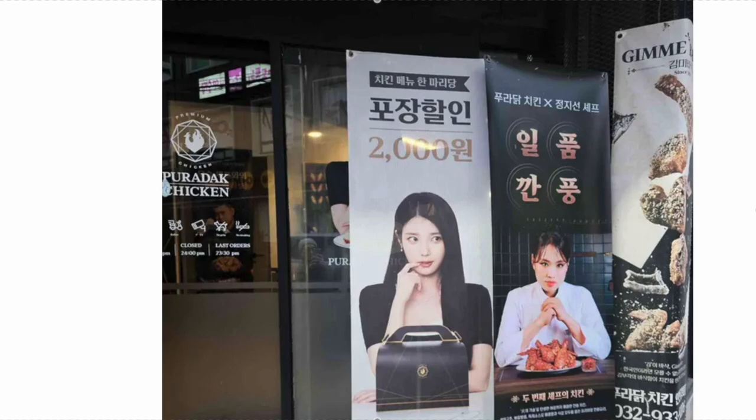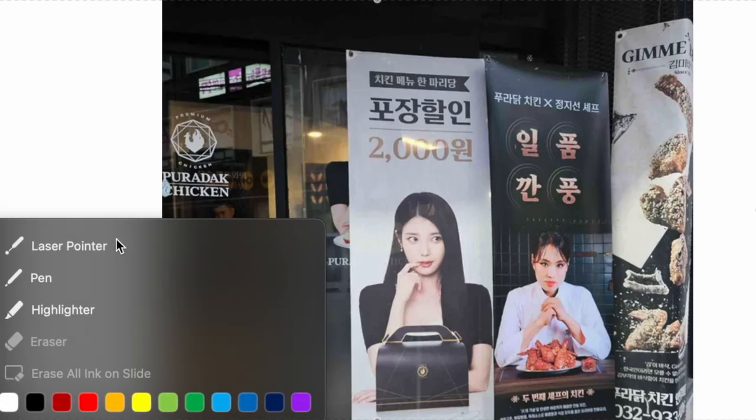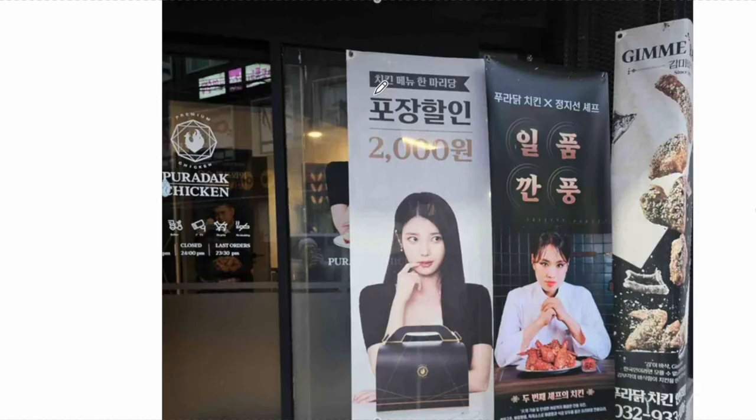The next one, try to read this. Okay, pause me and read it. 포장 할인. 포장 is to go. 할인, because of the sound change here, it'll sound like 할인. 포장 할인. Yeah, that's if you have it to go, there'll be a discount. This is Korean money, discounted.